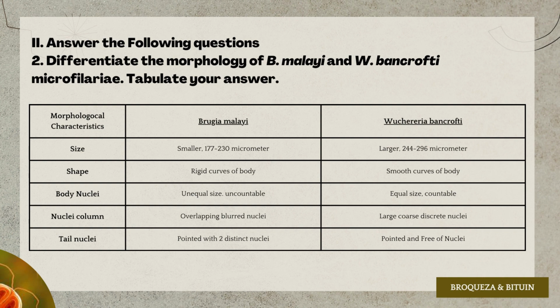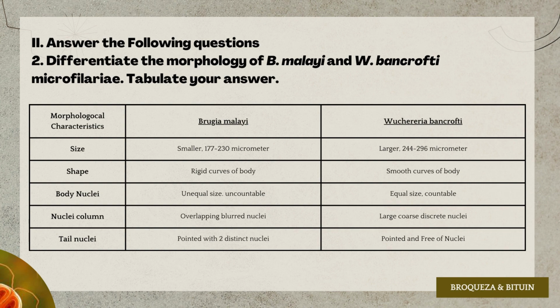Now, let's proceed to guide question number 2. The question is to differentiate the morphology of Brugia malayi and Wuchereria bancrofti microfilariae. Together with Miss Between, we listed 10 morphological characters that will differentiate Brugia from Wuchereria. First is the size. Brugia is relatively smaller compared to Wuchereria. The shape shows a rigid shape of the body in Brugia, while the Wuchereria has smooth curves.